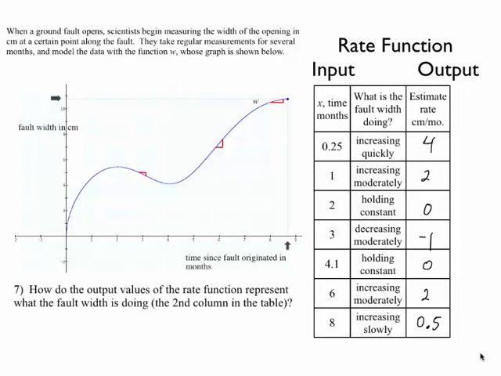How do the values represent what we first did, what the fault width is doing? The second column of the table. So how do the numbers represent these descriptions that we made in the second column? Go. Answer.